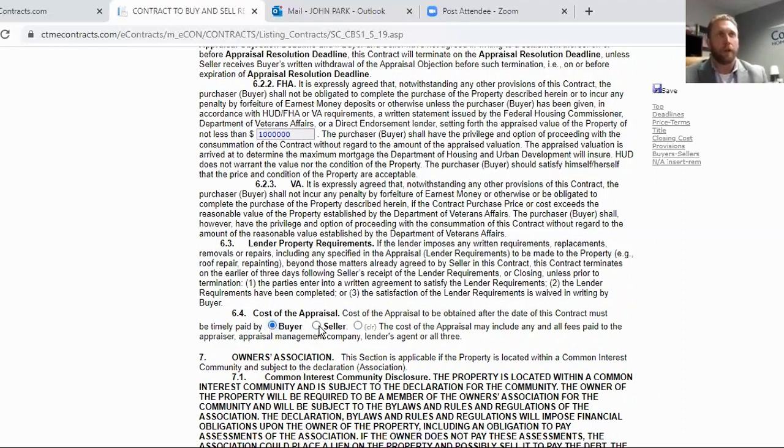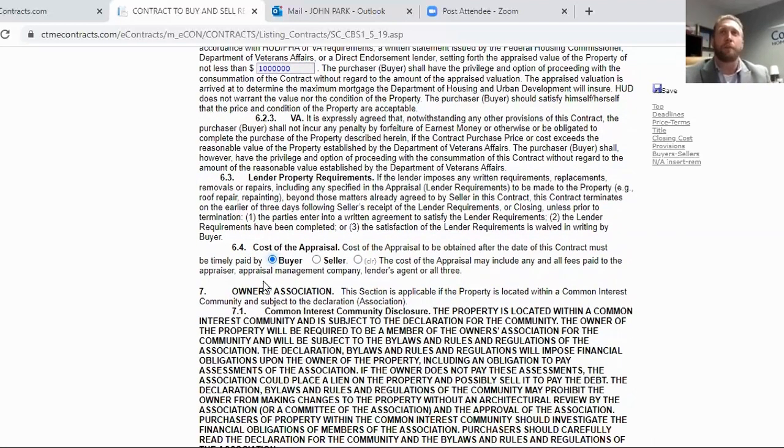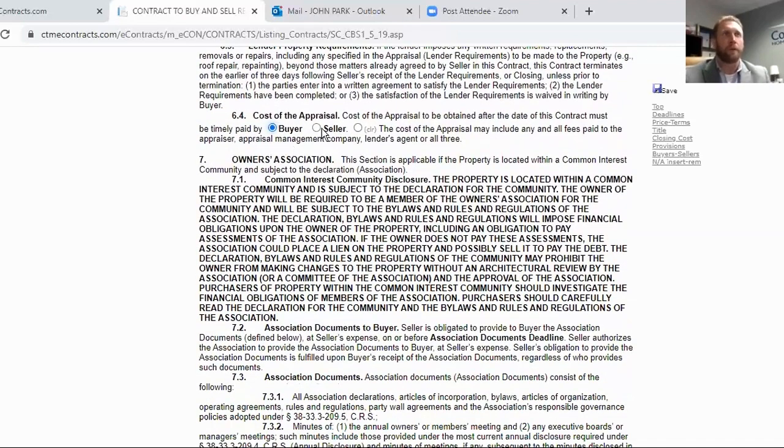What do you see most? If you want your contract signed by a seller, you should probably mark the box buyer. Very rarely will you see a seller paying for an appraisal.